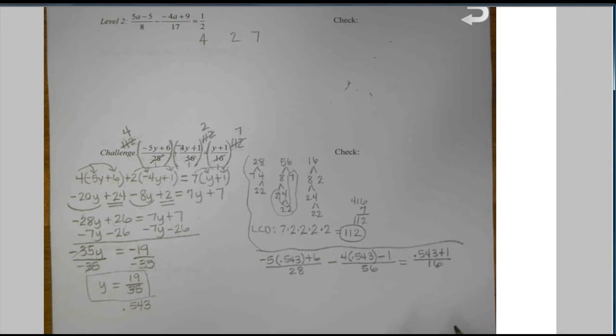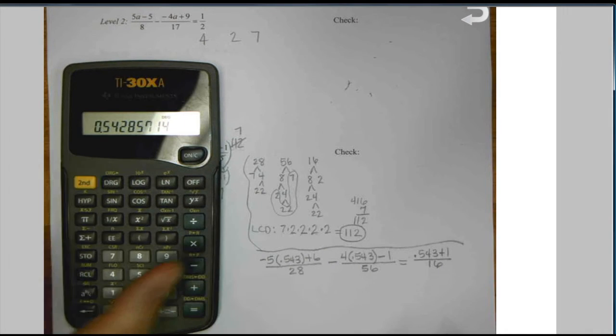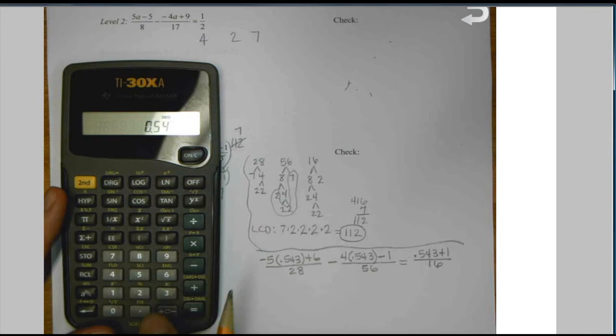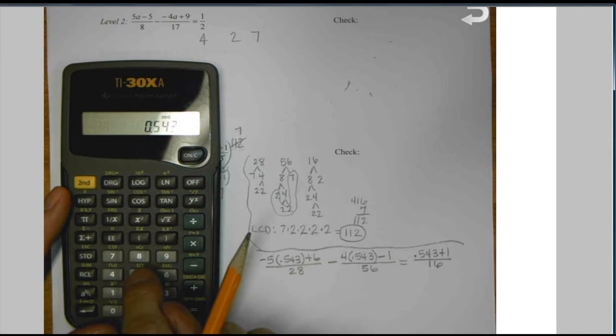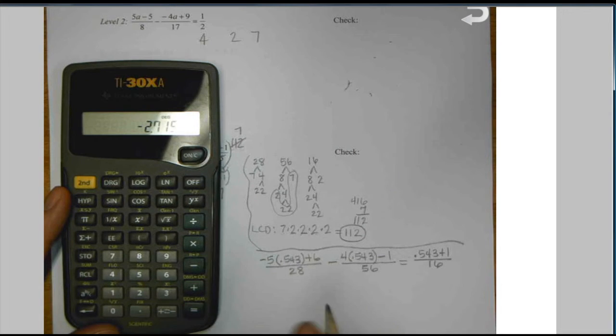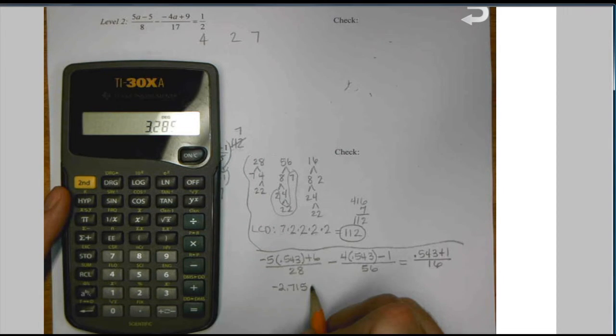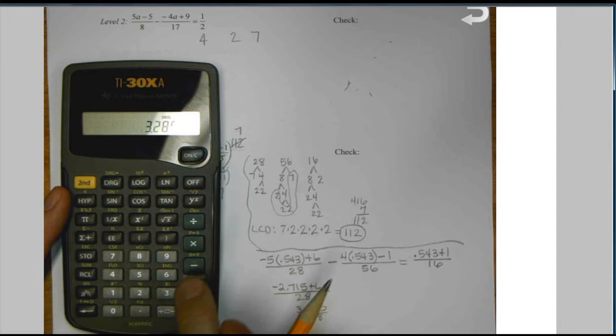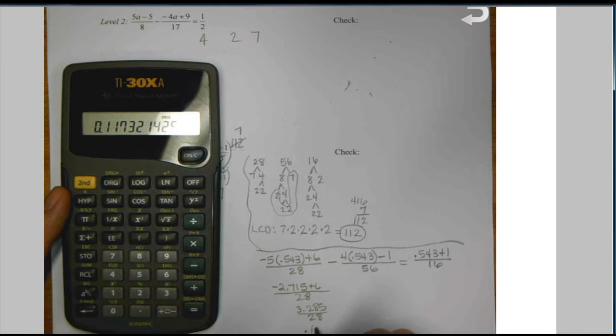Now my calculator is going to come in handy here. I'll take the 0.543 times 5, and I may as well make it negative. That gives me negative 2.715, and I want to add 6, and I get 3.285 over 28 for the first term, so I'll divide by 28, and I get 0.117.